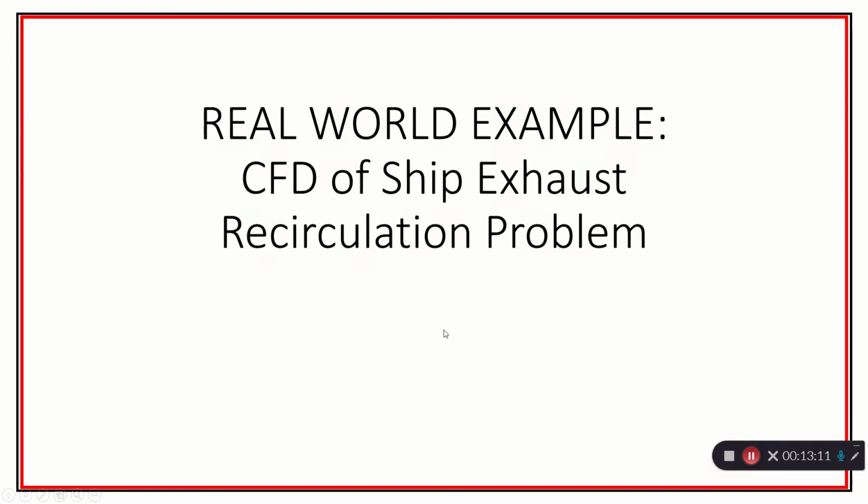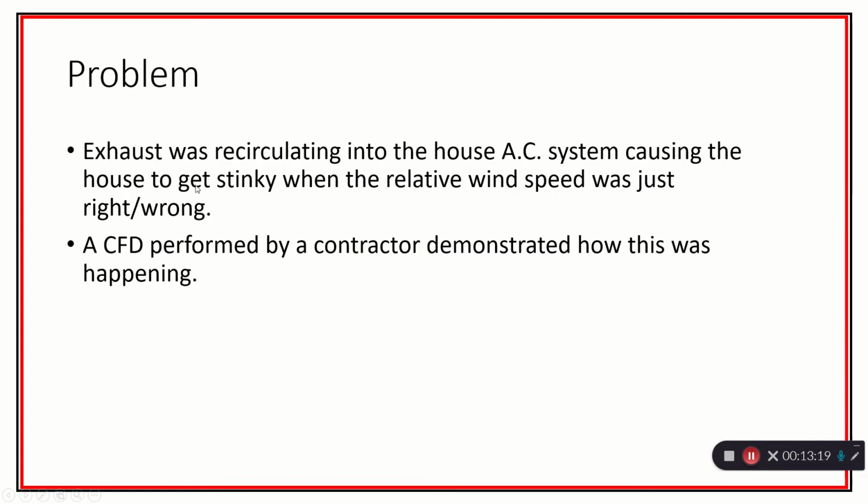Anyway, here's a real-world example. At my old job, years and years ago, we were tasked with trying to figure out a way to stop this exhaust from recirculating back into what they call the house. That's where people live on a ship, right? The exhaust was recirculating because of the airflow. When the ship's speed and the wind speed, so the relative speed, was just the right way or the wrong way, the exhaust would come back in and people would have to breathe it, and that's no good.